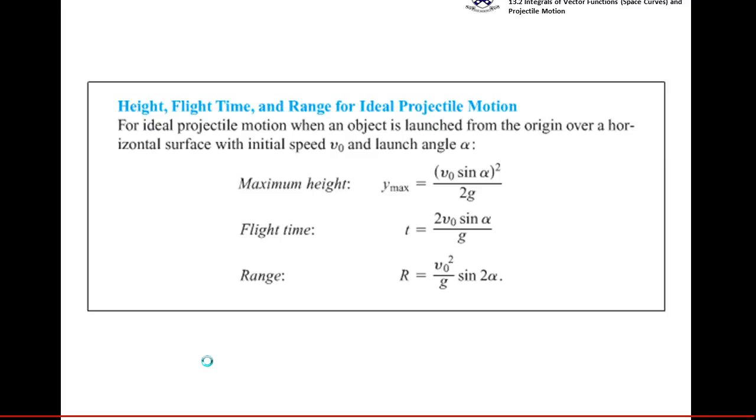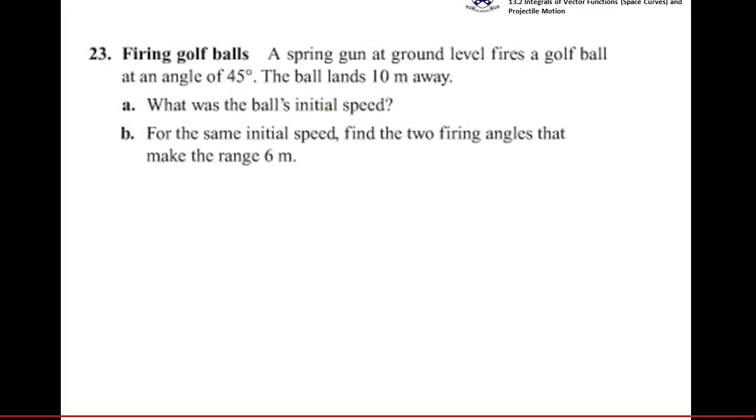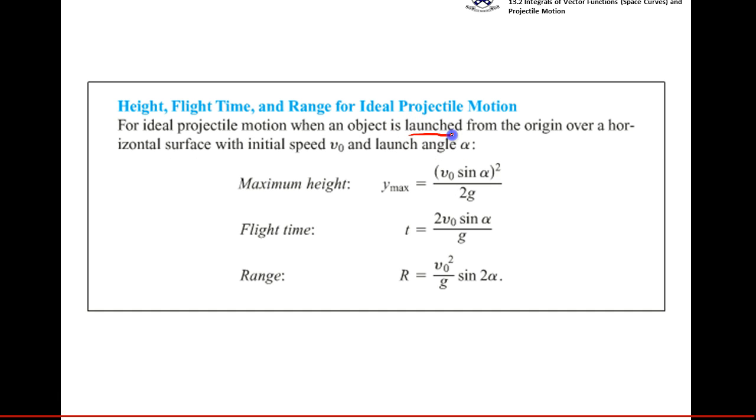This is given in the textbook, but the problem with this formula is that it's based off of the fact that it's launched from the origin. So what that means is that the initial height that we had in the other formulas is equal to 0. Yes, it still has the initial velocity, the launch angle, which they call alpha here, and the initial speed. But here are the formulas now.